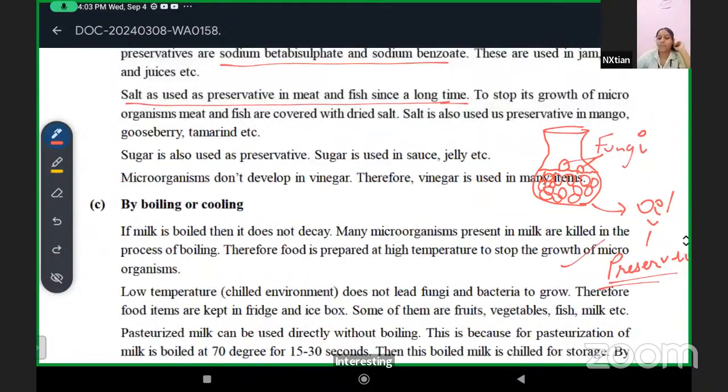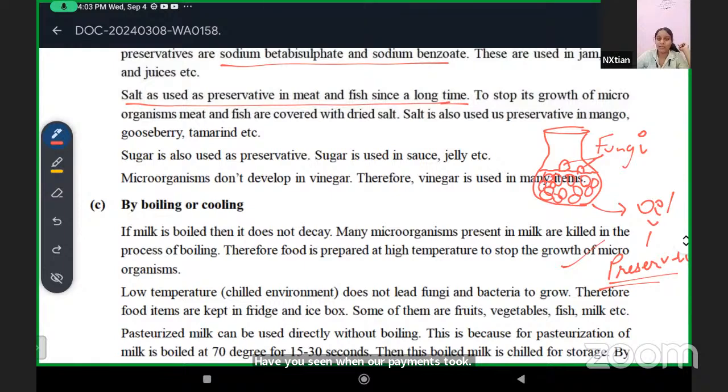Now, have you seen when our parents cook non-veg? They first marinate it. Have you seen the marination process? Yes, I've helped my mother many times with that. Yes, that is right. And fish is marinated with salt. Yes, that is correct. Fish is preserved many times with salt, and that is how they are preserved.